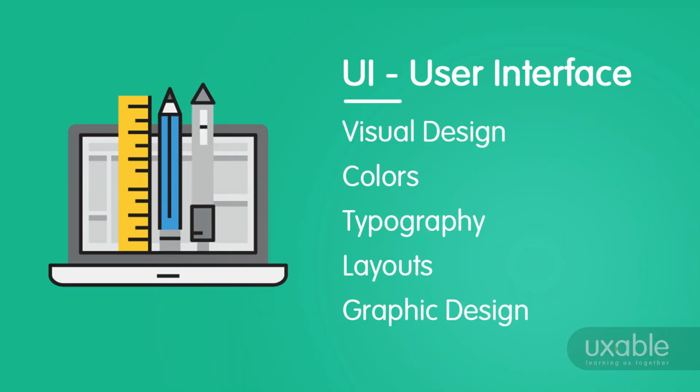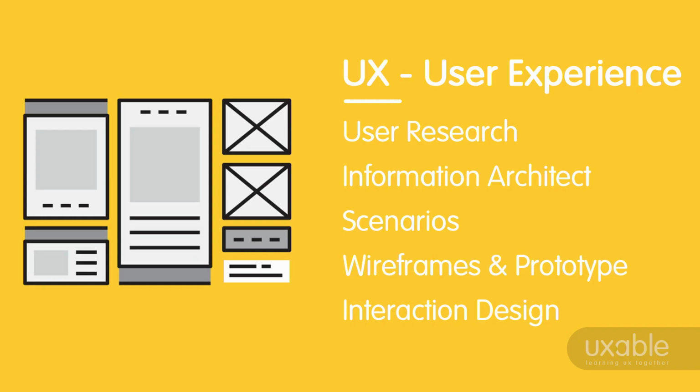So now let's see what is UI. UI covers visual design, colors, typography, layouts, and graphic design. On the other hand, what is UX? That is user experience, which covers user research, information architecture, scenarios, wireframes and prototype, interaction design, and much more.